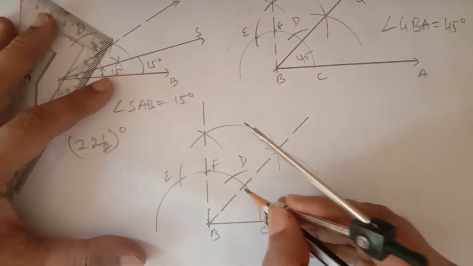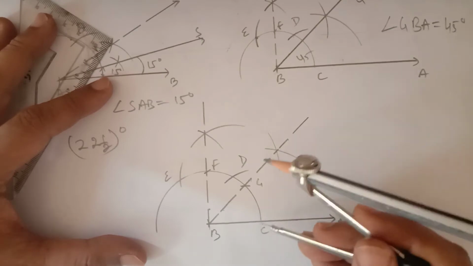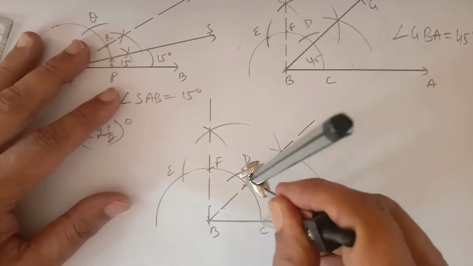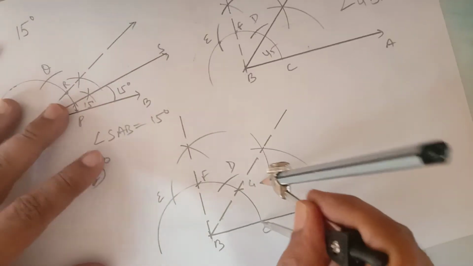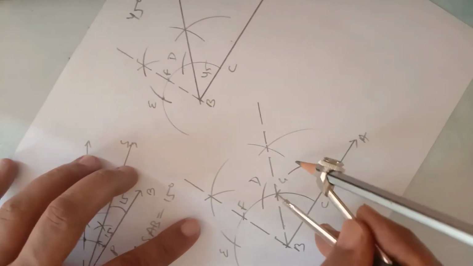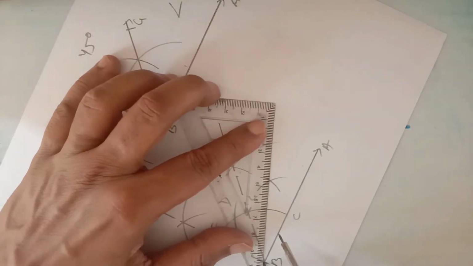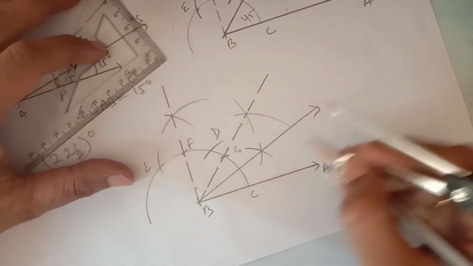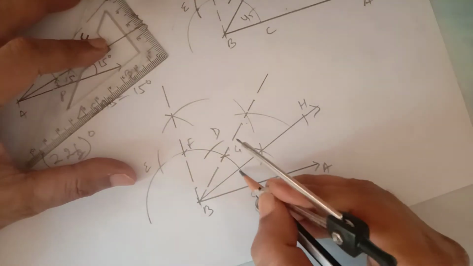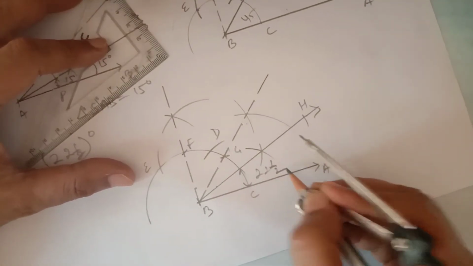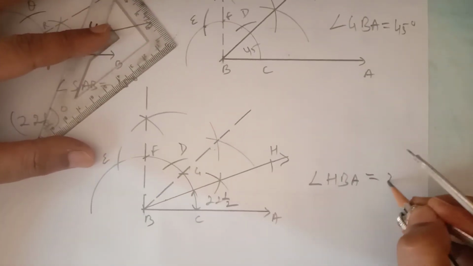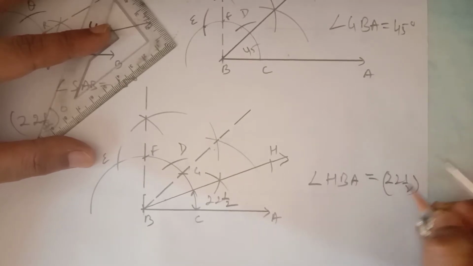Let us call it G. With C and G as centers and a radius more than half of CG, you can take it equal to the length CG. So draw two arcs intersecting each other, and this angle you will obtain as 22 and a half degrees. Let us call it H. So this angle will be equal to 22 and a half degrees. That is, angle HBA is equal to 22 and a half degrees.